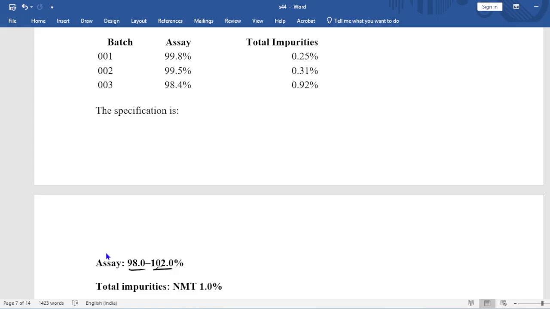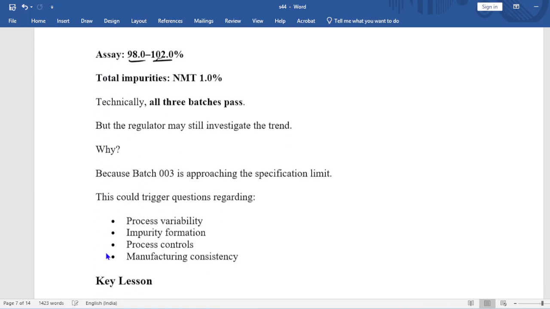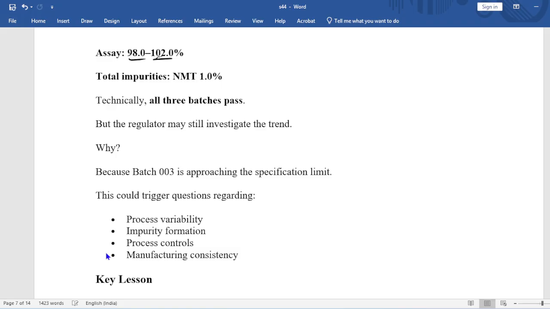But the problem is that the values increased for batch number 3, and this is a significant change as compared to the previous 2 batches. So even in this case, the regulators are going to question why an out of trend result was observed. We have to provide a justification for this. They might question the significant increase in impurities, so we have to provide supporting data. Technically, all 3 batches pass, but the regulator may still investigate the trend. That is called out of trend.